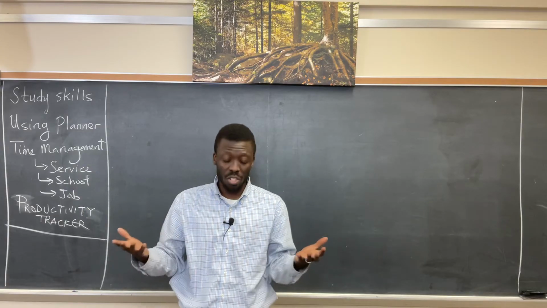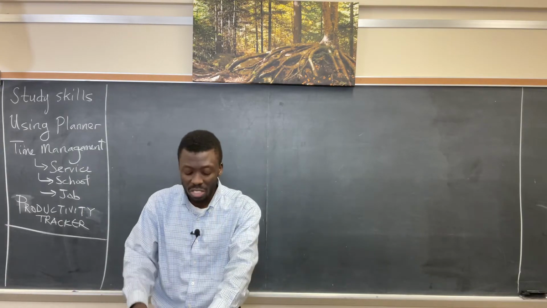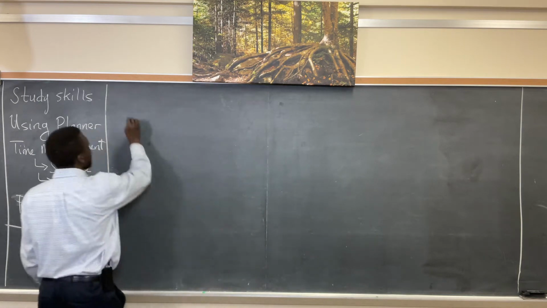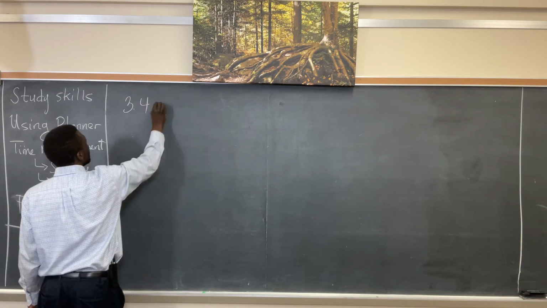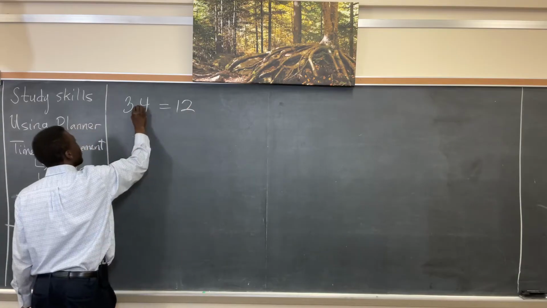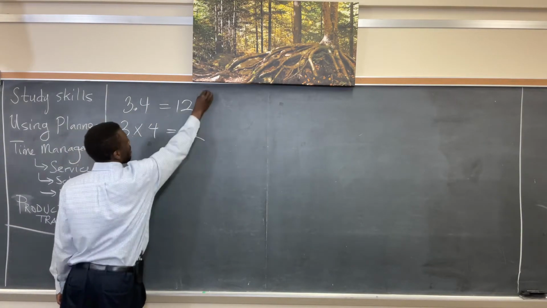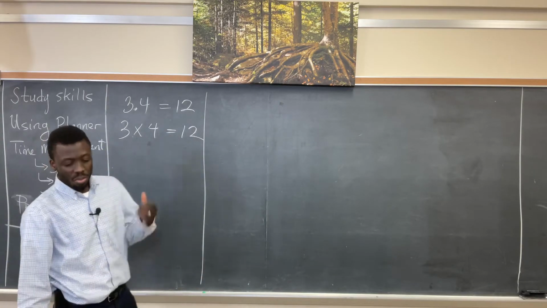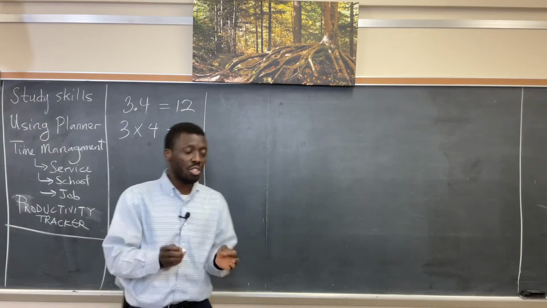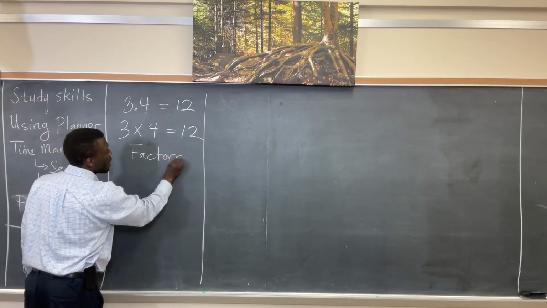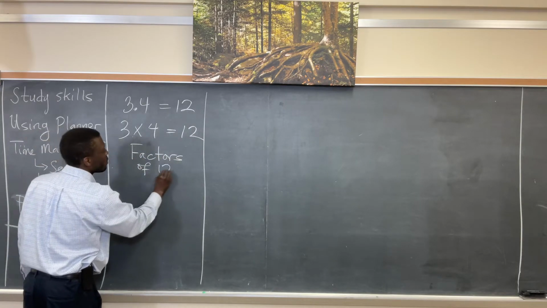What is a factor? One of the best ways to understand what a factor is is actually to think about this question. 3 times 4 is 12. Now notice that I can put a dot in between, or I can write it like this. 3 times 4 is 12, okay? 3 and 4 are the factors, okay? So they're called the factors of 12.